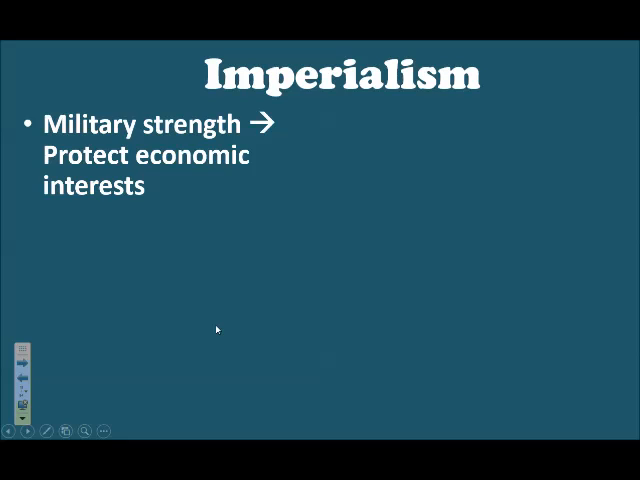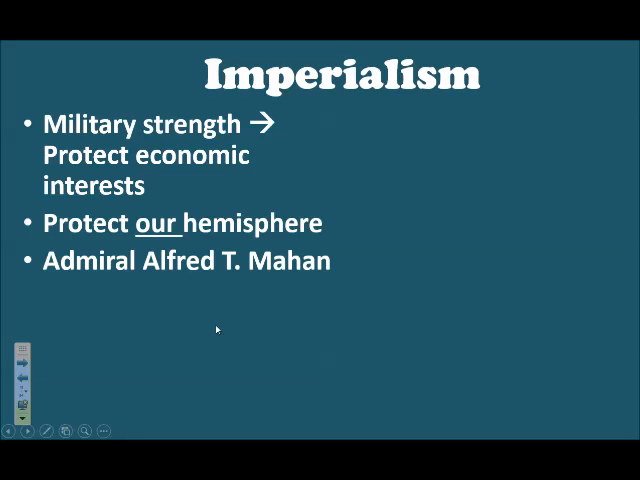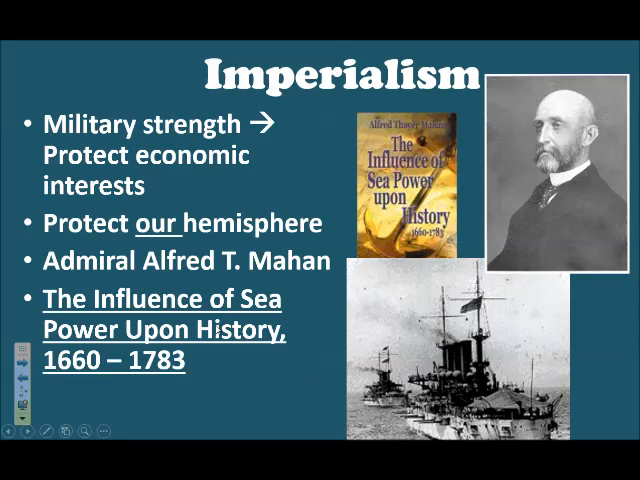But in order to make that happen, we are going to need a bigger military to protect these interests. Some people think we're going to need a bigger military to protect what is now considered our hemisphere, the Western Hemisphere. This goes back to the Monroe Doctrine. These ideas come from Alfred T. Mahan, a U.S. admiral, so involved in the Navy, and he wrote a book, The Influence of Sea Power Upon History. His thesis is that all great nations, all great powers, had a strong navy. So therefore, if the United States wants to be a great power, it must have a strong navy.